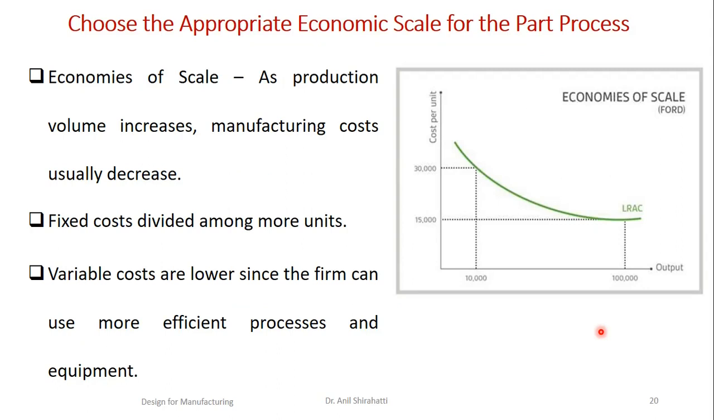Next is to choose the appropriate economic scale of parts. As the production volume increases, manufacturing cost usually decreases: fixed cost is divided among more units, and variable costs are lower since the firm can use more efficient processes and equipment. This is the graph of cost per unit against output. If they are producing 30,000 parts, the cost is 30,000 per unit if they are producing 10,000 components.